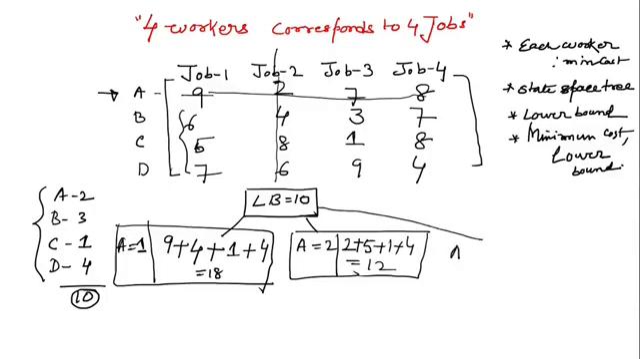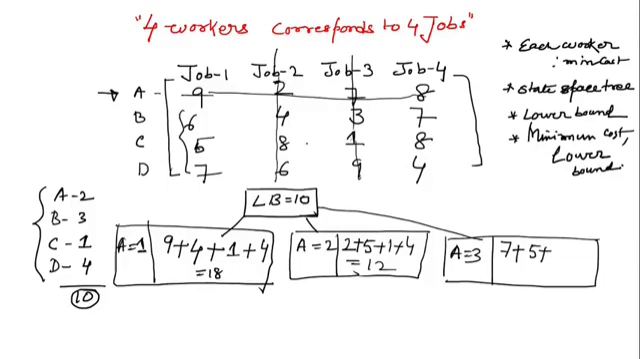Similarly, this is A equal to 2. Similarly, for A equal to 3, 7 will definitely come. From job 1 again 5, job 2 again it is 4, and job 4 again it is 4. This total cost is 20.